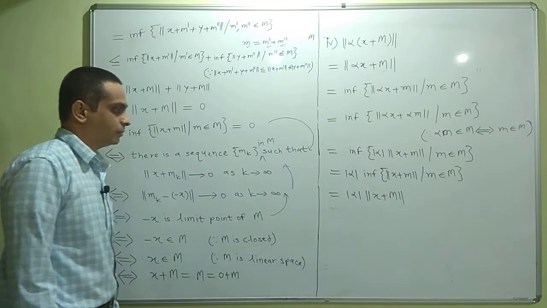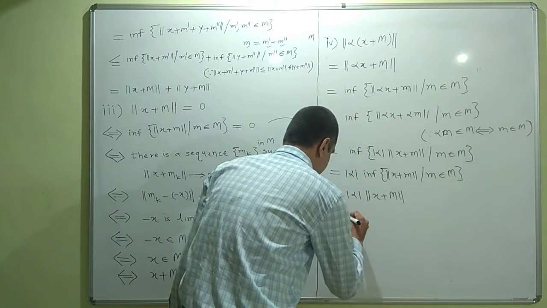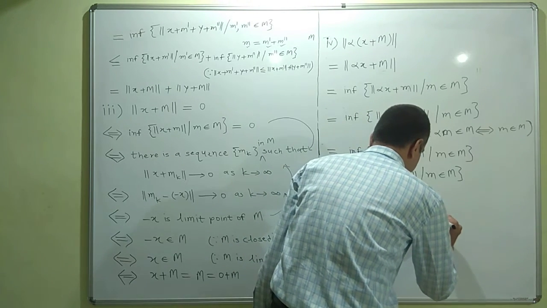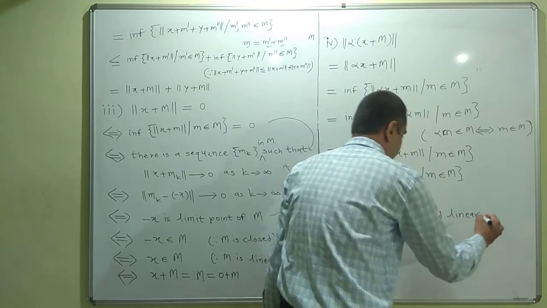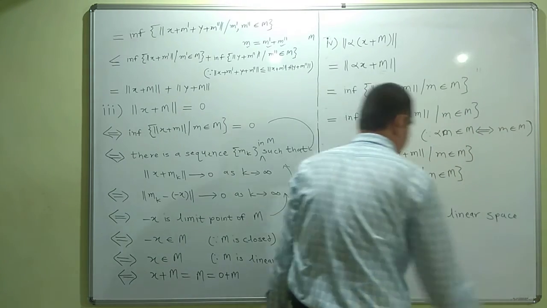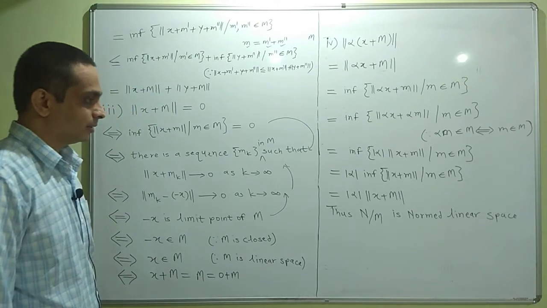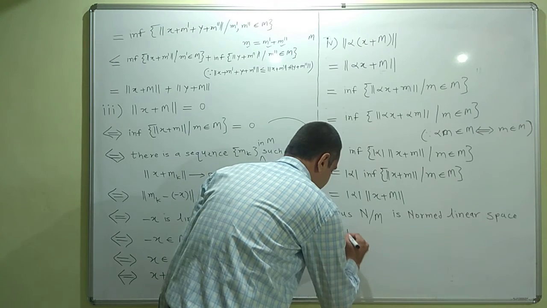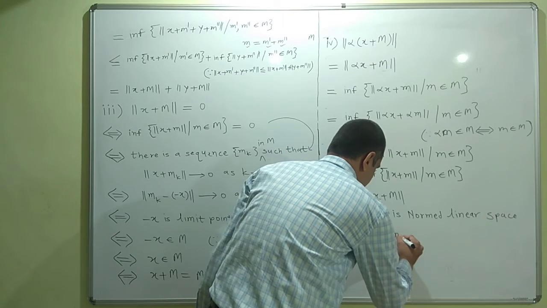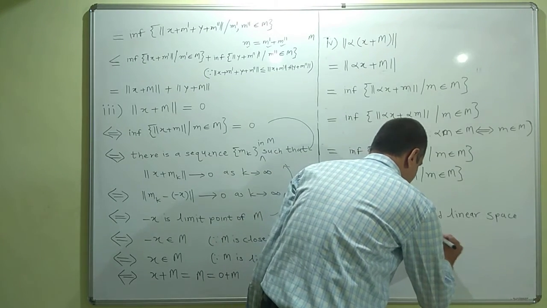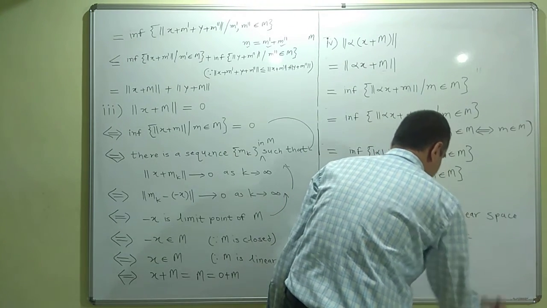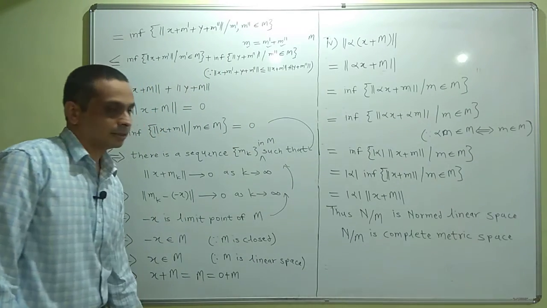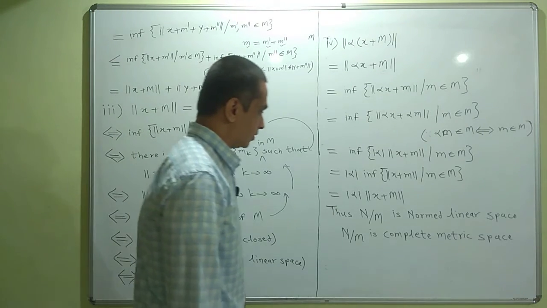So we are done with the four properties of norm, and thus we can say that N by M is a normed linear space. Now we want to prove that N by M is a complete normed linear space. That is, next we want to prove that N by M is a complete metric space. One of the definitions of a complete metric space is that a metric space is complete if every Cauchy sequence has a convergent subsequence. N by M is a complete metric space if every Cauchy sequence has a convergent sequence.